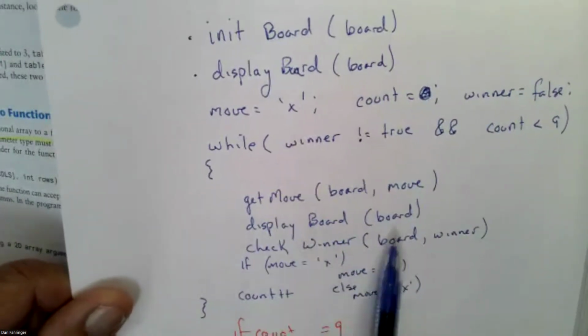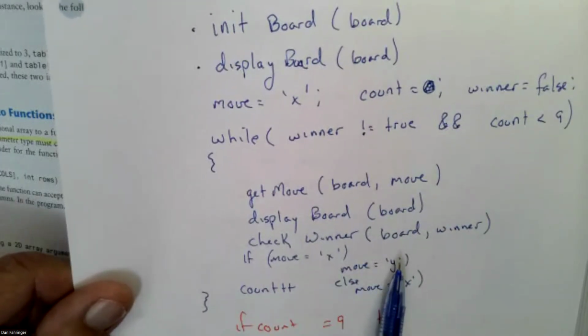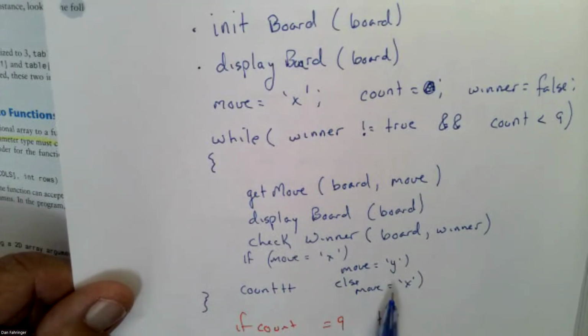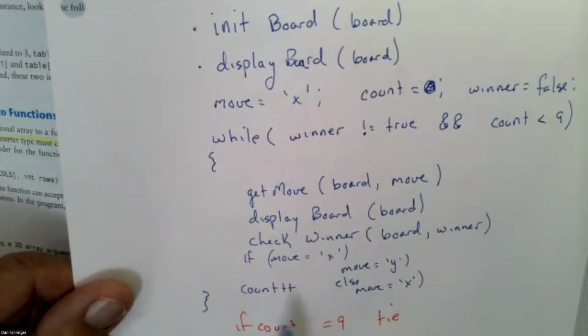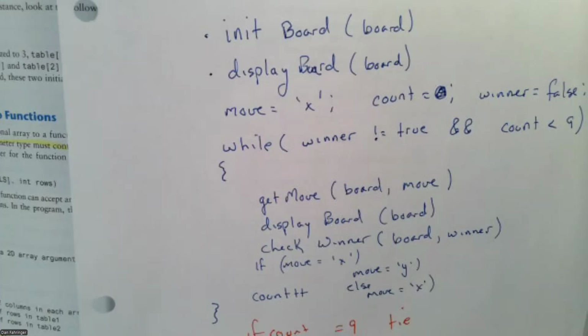Display the board. Check to see if there's a winner. If the move was X, the move now becomes Y. Otherwise, the move becomes X. Increment counter. So this was 20 minutes of class scribble to write this down.